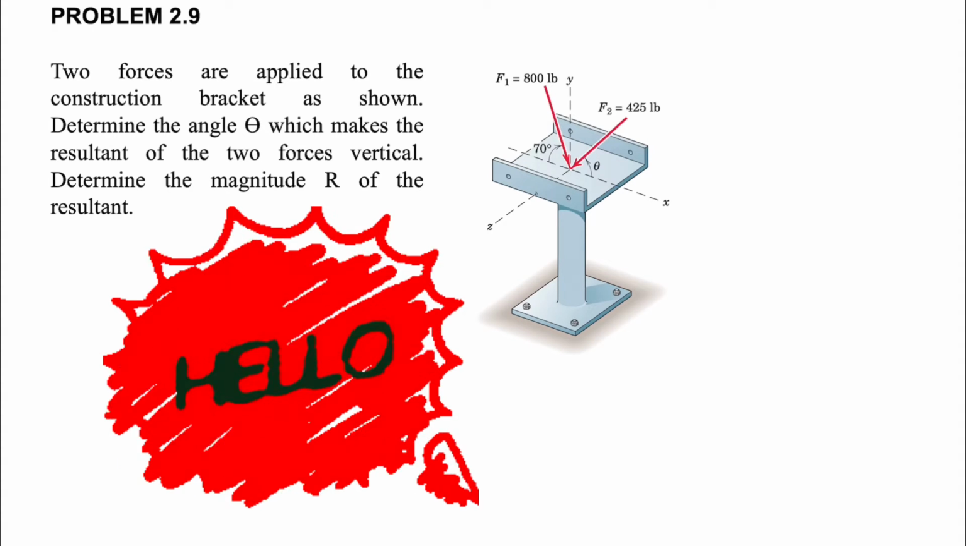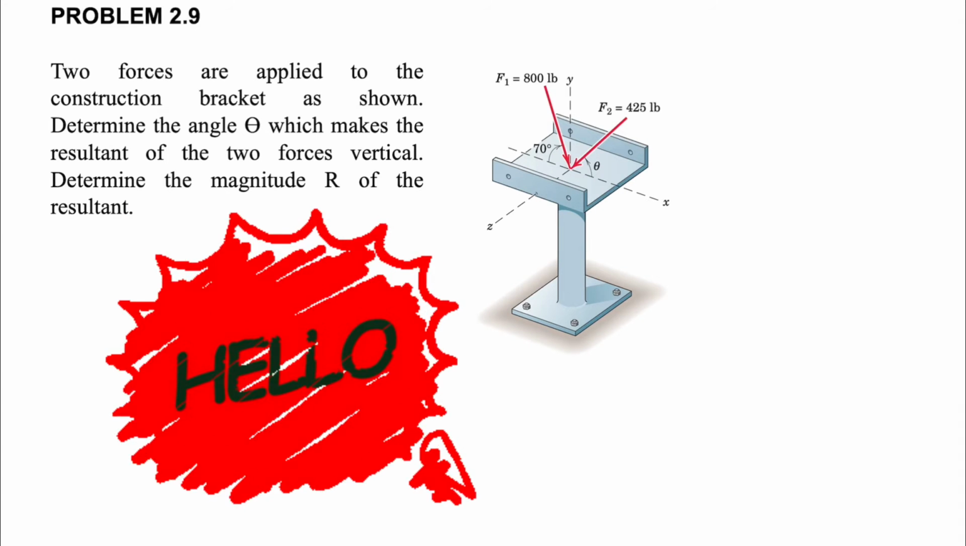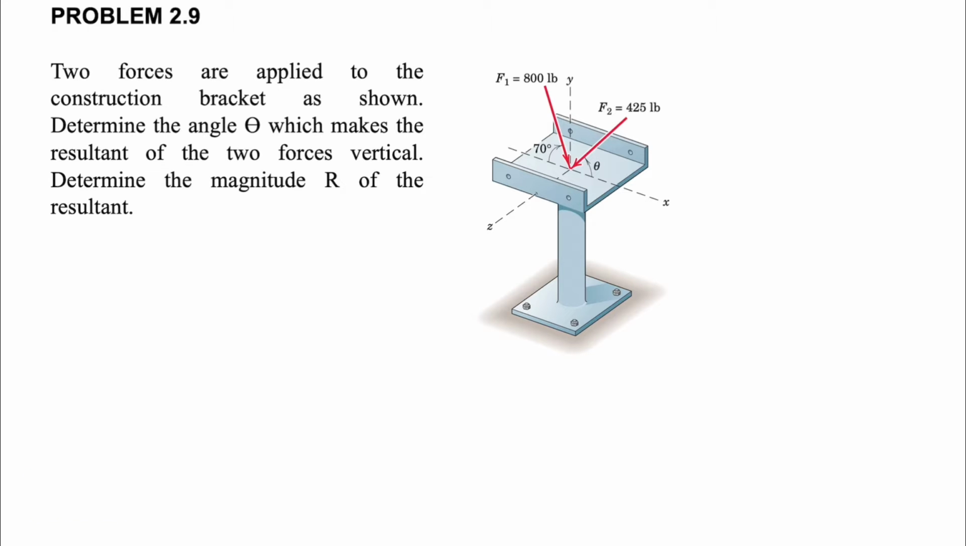Alright guys, welcome back. In today's question, we have these two forces that are applying to the construction bracket as shown. We need to determine the angle theta, which makes the resultant of these two forces vertical. And we need to determine the magnitude of the resultant.